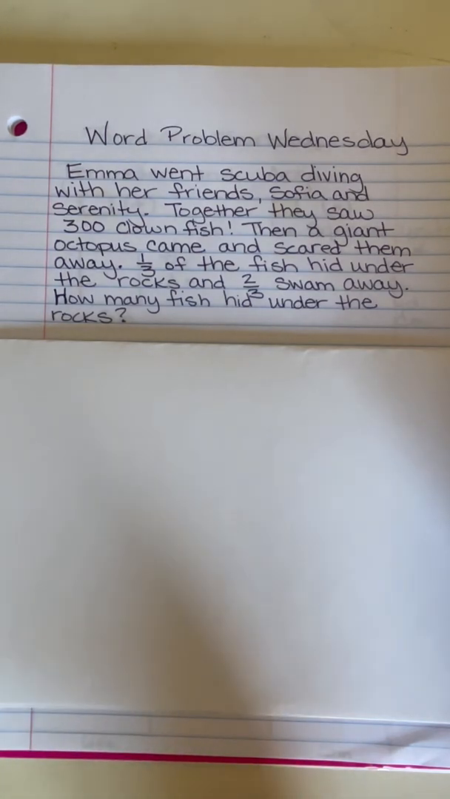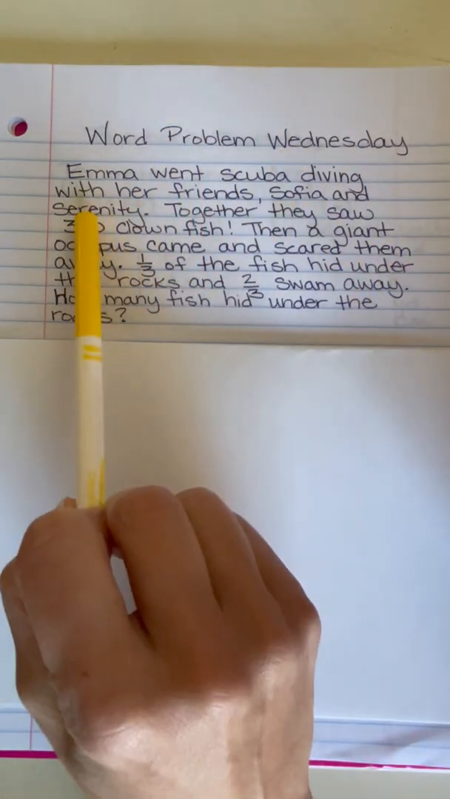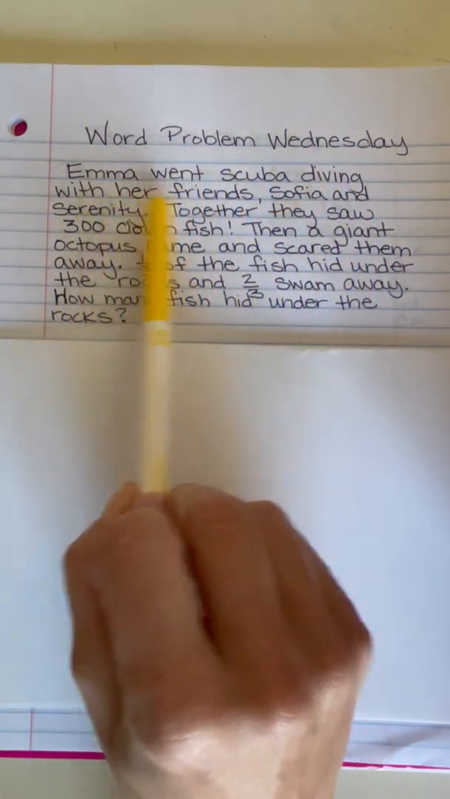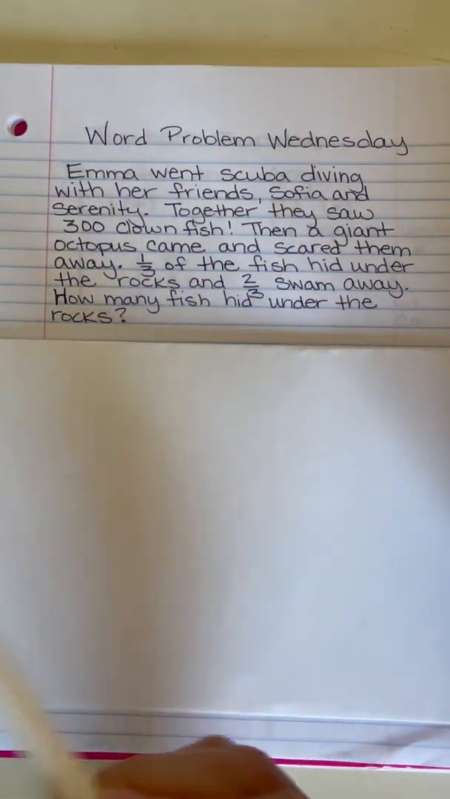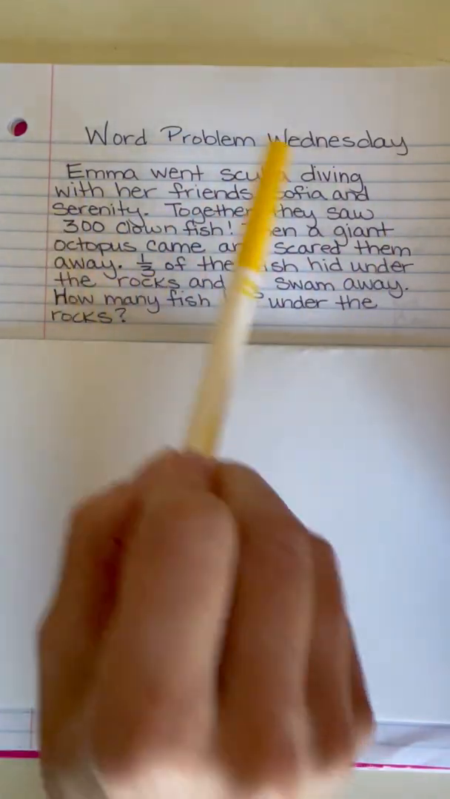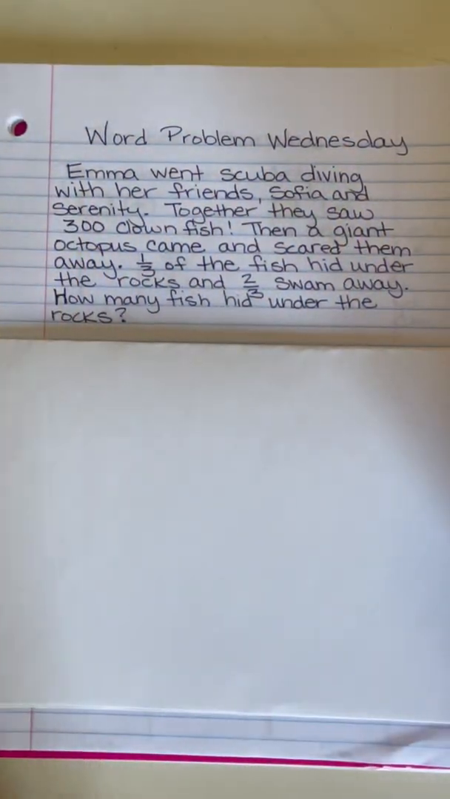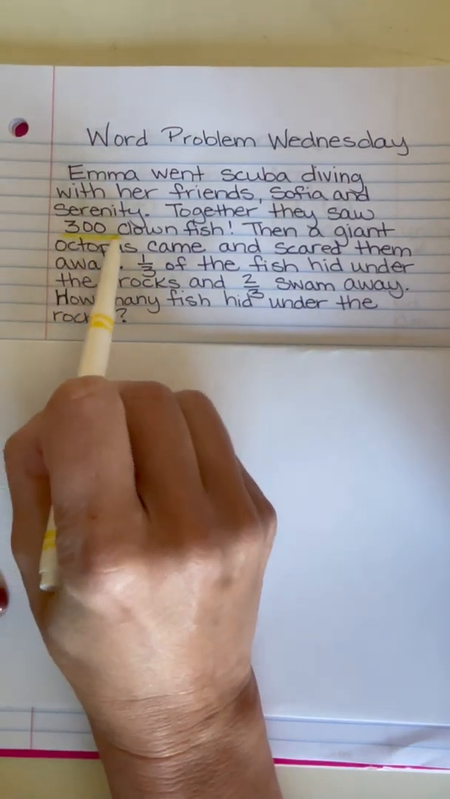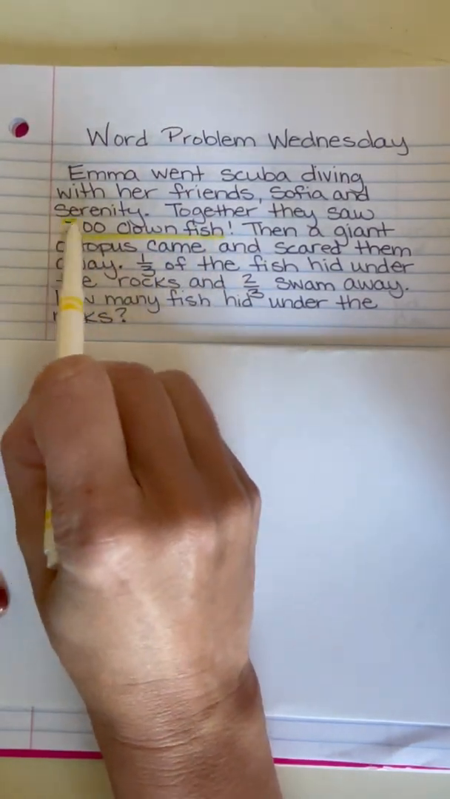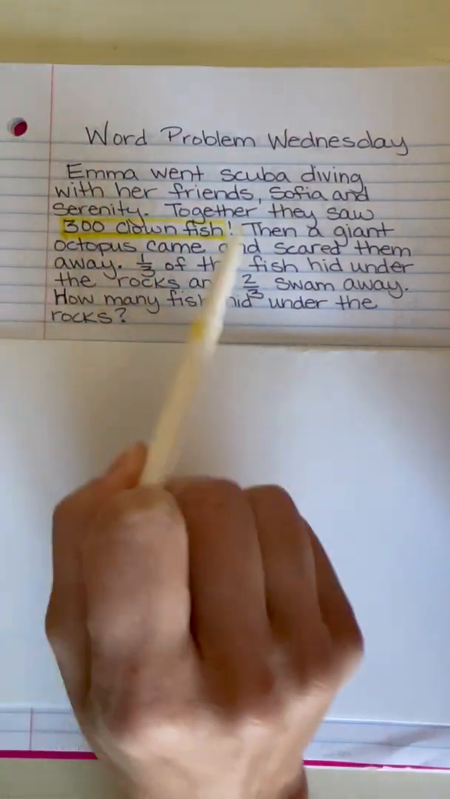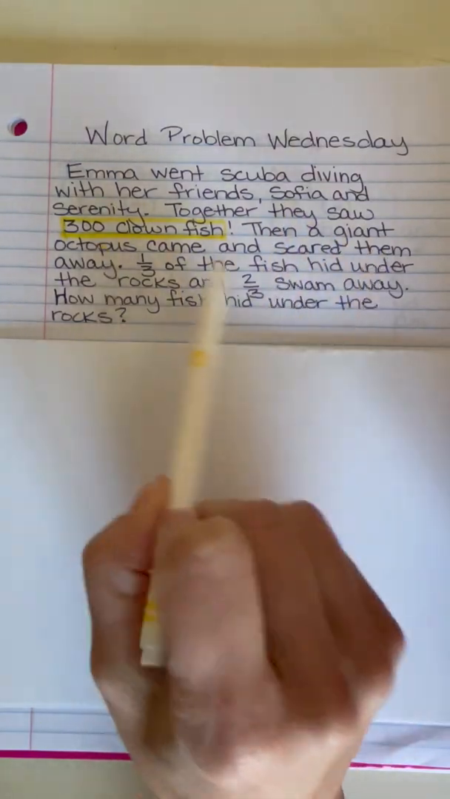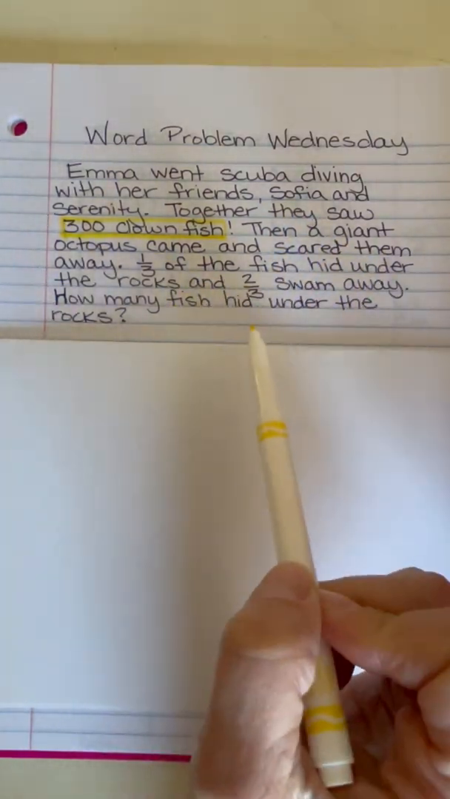All right, so the information that we don't need is Emma, Sophia, and Serenity. It really doesn't matter because we're not sharing anything, so I don't have to consider the friends while doing the problem. What I do need is the fact that there were 300 clownfish. That is important. Giant octopus, that doesn't matter. But he does scare them away.